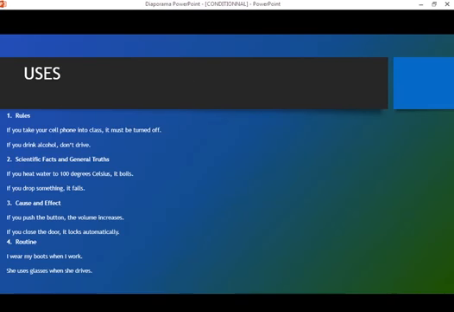Now we move to the uses. We use the zero conditional when we have, for example, rules. If you take your cell phone into class, it must be turned off. If you drink alcohol, don't drive. And when we have scientific facts and general truths, as we talked about, if you heat water to 100 degrees Celsius, it boils. If you drop something, it falls.